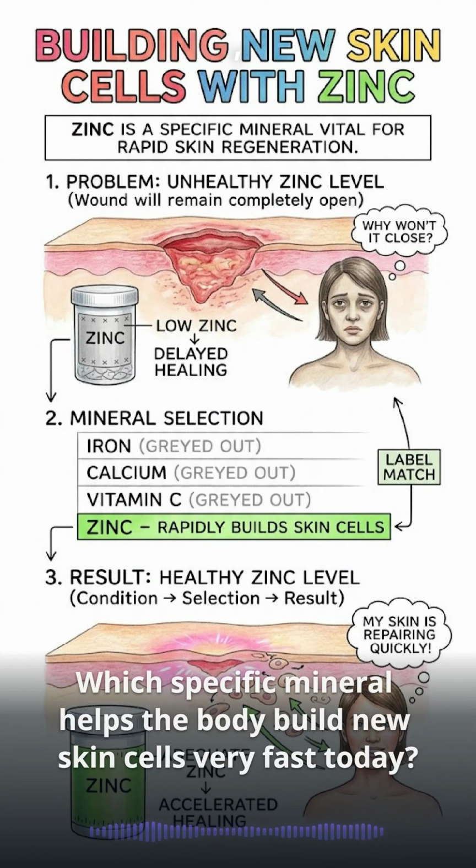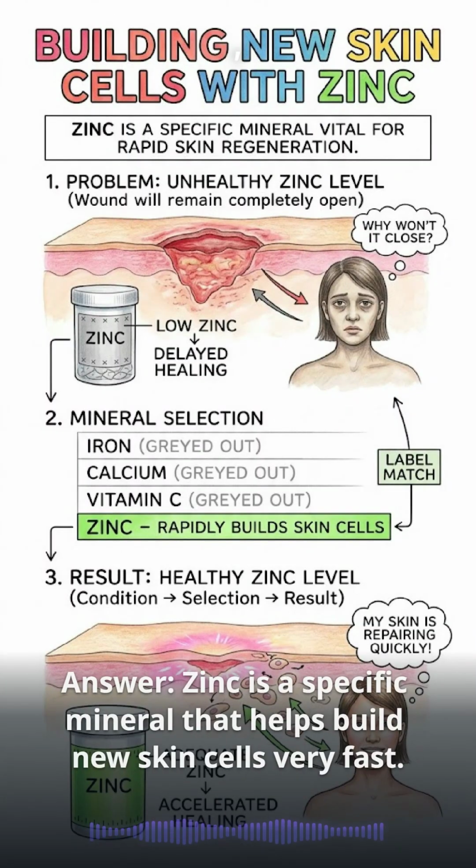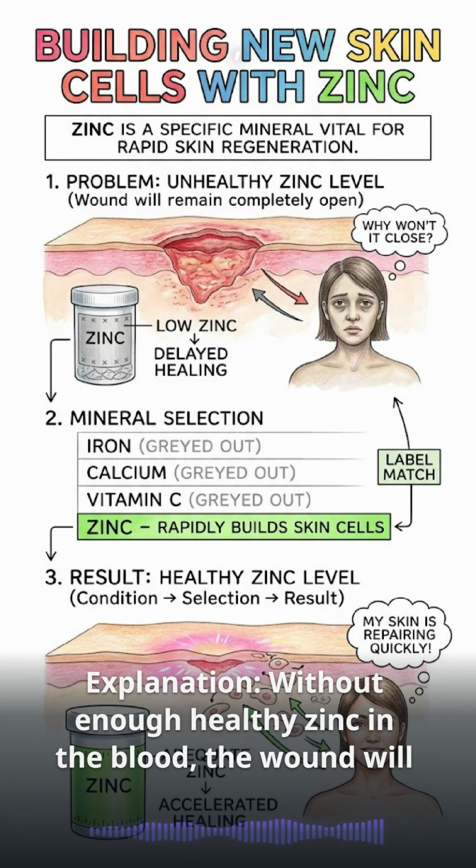52. Which specific mineral helps the body build new skin cells very fast today? Zinc is a specific mineral that helps build new skin cells very fast. Without enough healthy zinc in the blood, the wound will remain completely open.